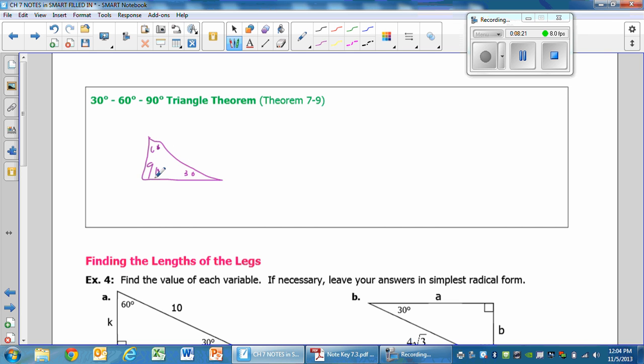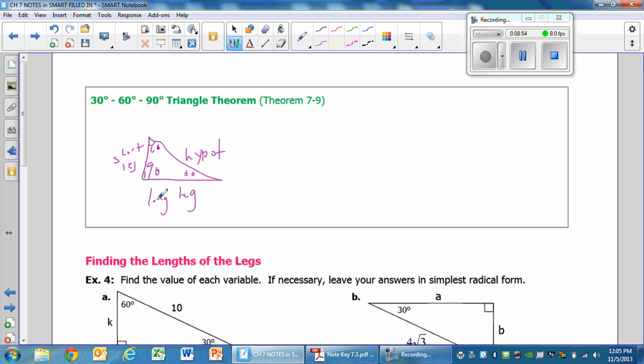Okay, so the side that's across from the 30 is going to be the shortest side. So we're going to call this side the short leg. The side that's across from the biggest angle, the 90, is obviously the hypotenuse. And this other guy is a leg, and in comparison to the short leg, this is going to be our long leg, because 60 is bigger than 30. So across from the 60-degree angle will be the long leg of the two legs.